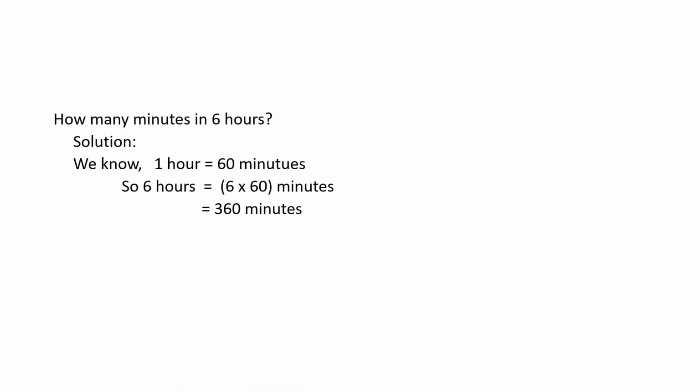How many minutes in 6 hours? Solution. 1 hour is equal to 60 minutes. So 6 hours is equal to 6 times 60 minutes, which will give us 360 minutes.